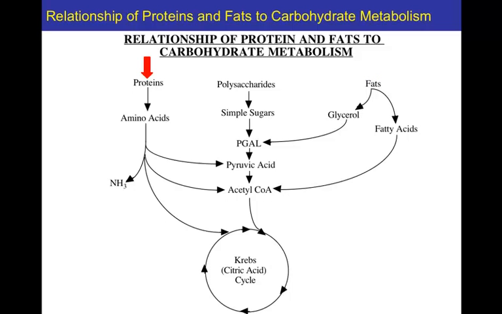The proteins are broken down into amino acids, and they can enter either the Krebs cycle or various points during the glycolytic pathway. This is problematic because when you start breaking down proteins, you start breaking down things that you need, and this will eventually lead to death.